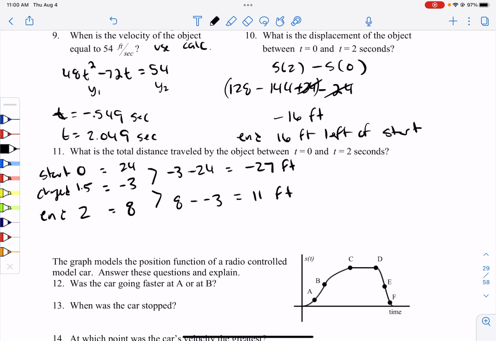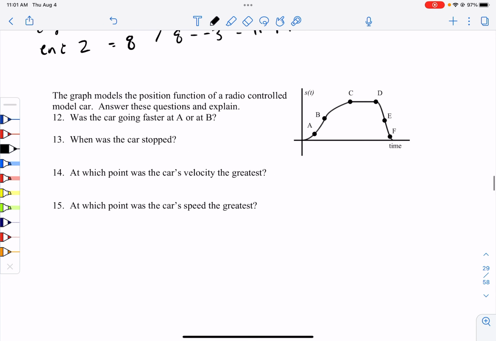So if I went 27 feet to the left and then 11 feet to the right, that means I went 38 feet total? Because even though it's -27 feet, I traveled 27 feet. I don't care about the negative sign because I'm doing the absolute value of my travels. So I went 38 feet total, or my object did, whatever it is, my chipmunk or my pet squirrel, whatever.